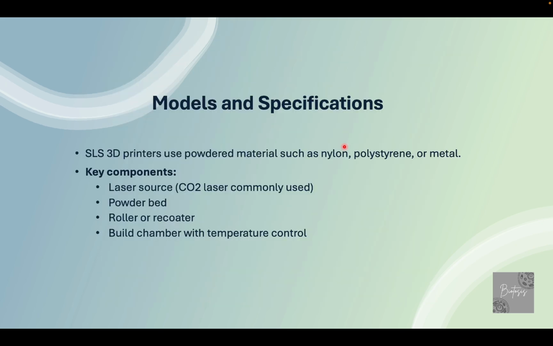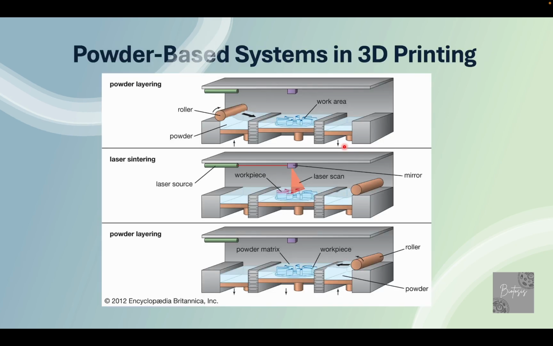Now the major things that we have to take from it are that it has a laser source, which is mostly a CO2 laser, then it has a powder bed, a roller or recoater, and then a build chamber with temperature control. The laser, as I told you, gives our structure the design that we want to give it, right? So that is what our laser is doing.